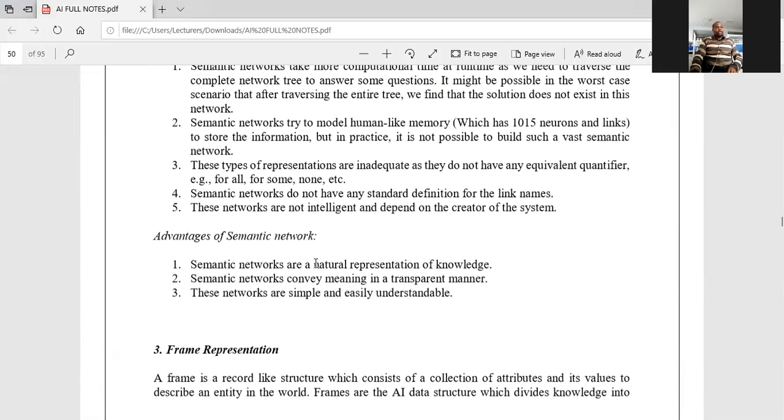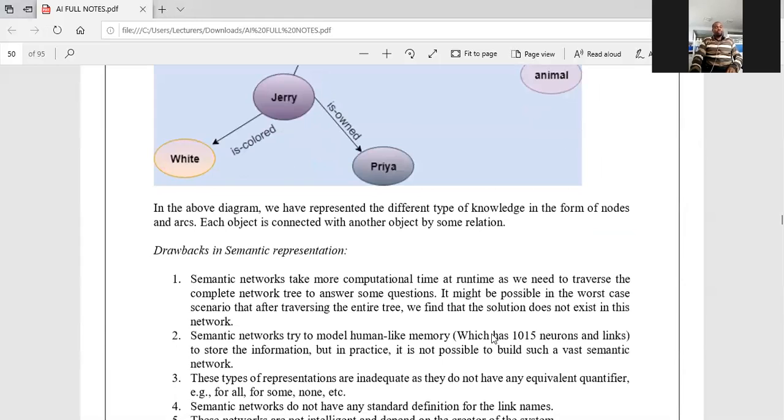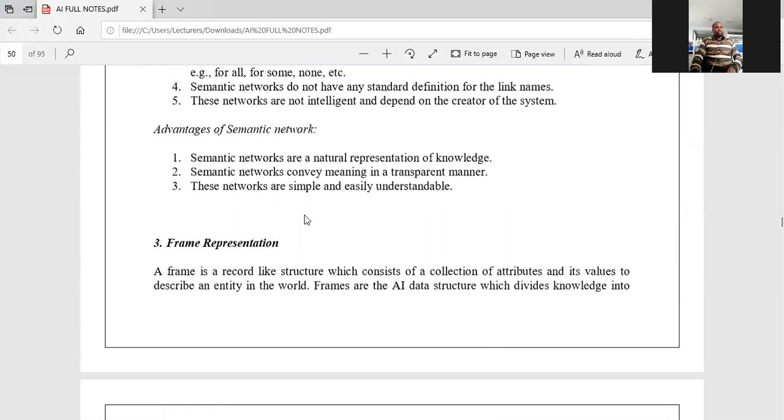Semantic networks are a natural representation of knowledge. They are natural in nature, because Jerry is a cat, a cat is a mammal, and a mammal is a kind of animal. So Jerry is a mammal, and Jerry is also an animal. That's a very natural representation of knowledge.